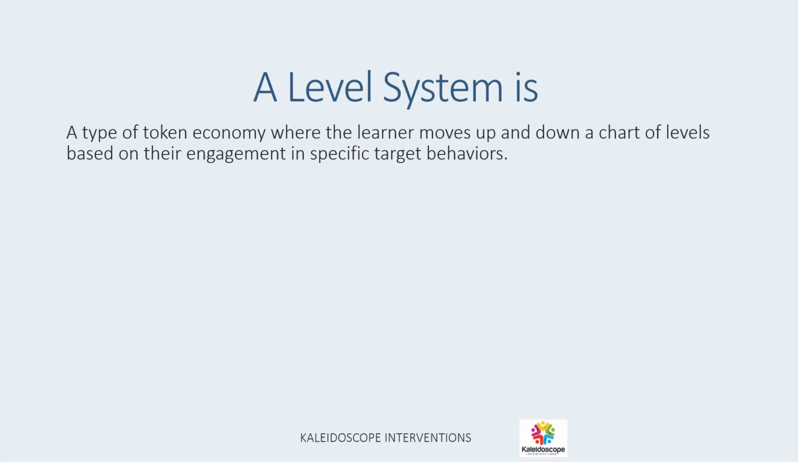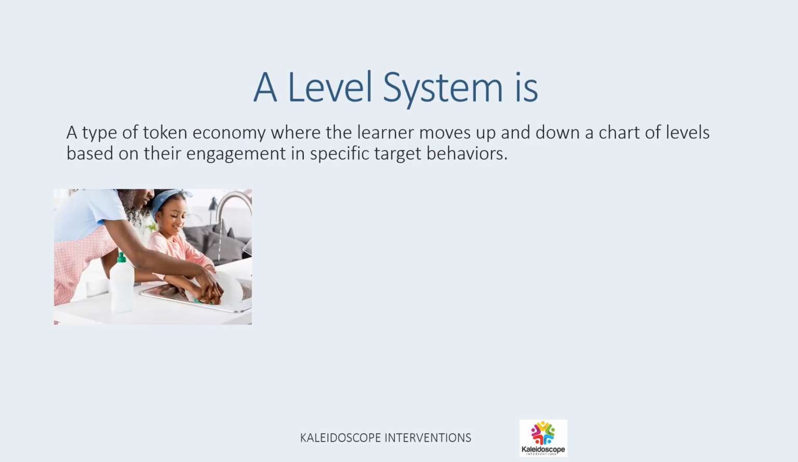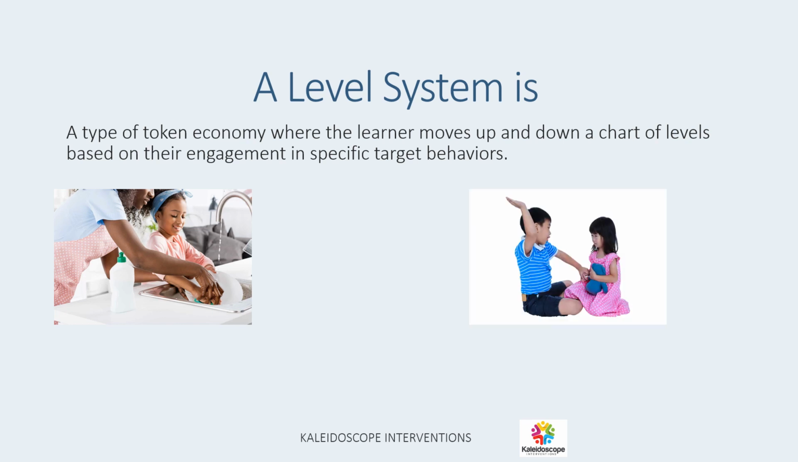A level system is a type of token economy where the learner moves up and down on a chart of levels based on their engagement in specific target behaviors. For example, a client will move up on the level system when they help complete chores around the house. A client would then move down on the level system when they hit their sibling.